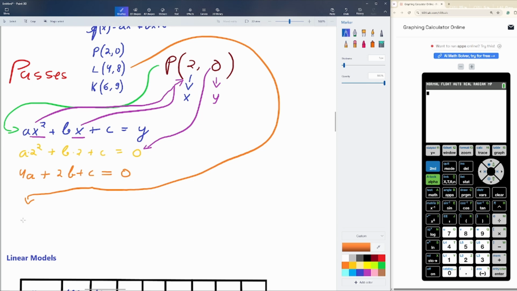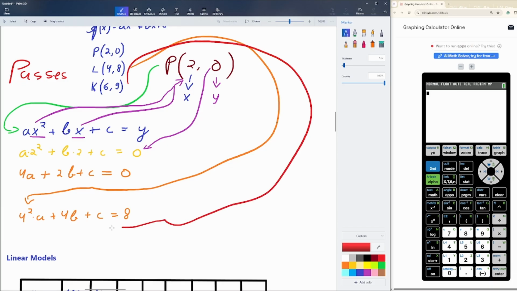So you will get 4 squared times a plus 4b plus c is equal to 8. Then you also get the third one. Let's use a different color as well. You get 6 squared times a plus 6b plus c is equal to 9.